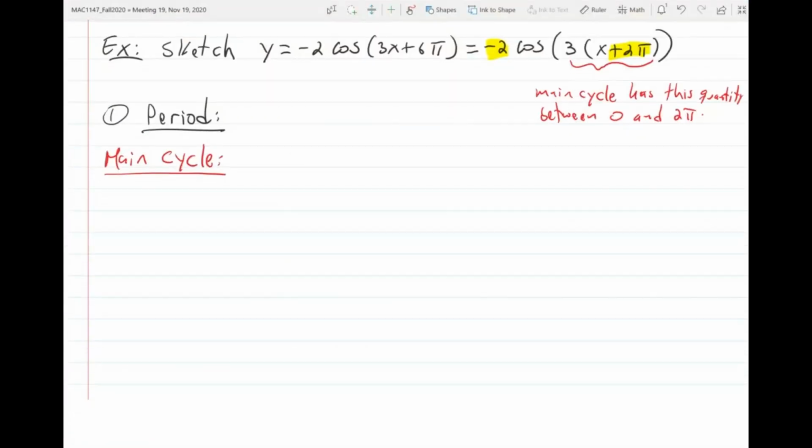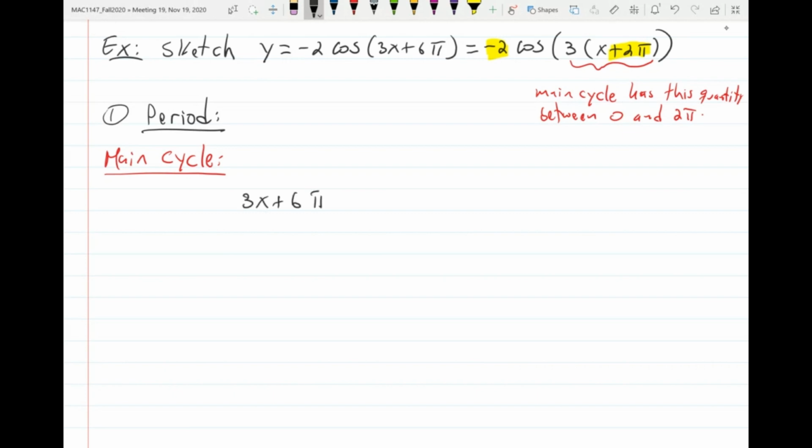And we can do that pretty simply. You just have to solve a couple of inequalities. So the main cycle says that the stuff that is inside the cosine has to be between 0 and 2 pi, so that's what I'm going to write. So what do we have inside the cosine? We have 3x plus 6 pi. I'm using the original version, and we want this to be between 0 and 2 pi. So let us figure out where x is. So I'm going to solve for x.